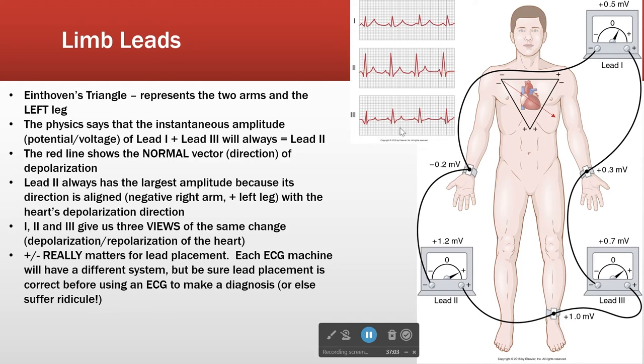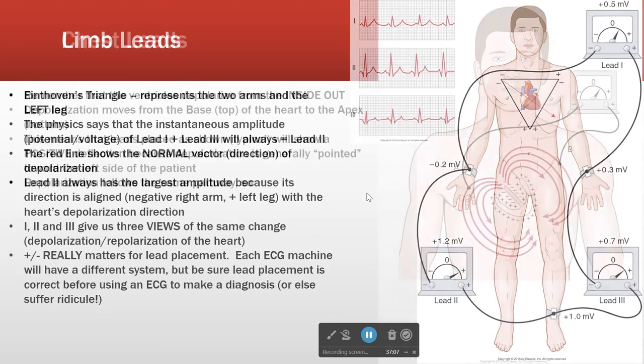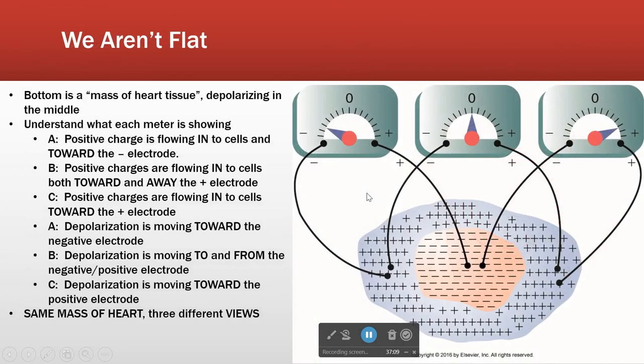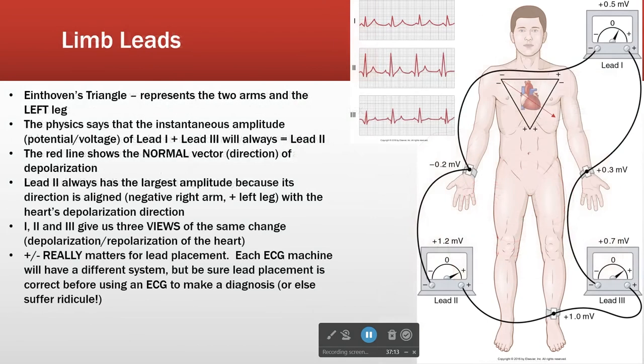Okay, that's akin to my first slide, which now I can't get to. That one, right? So we're looking at the heart from three different perspectives, and we're therefore seeing three different patterns. Okay?